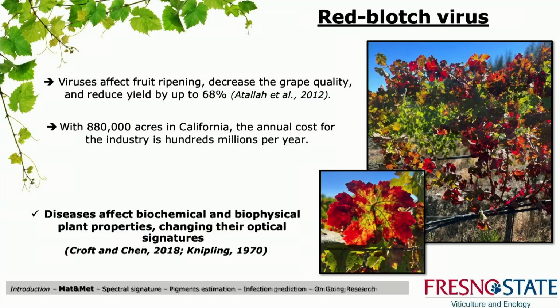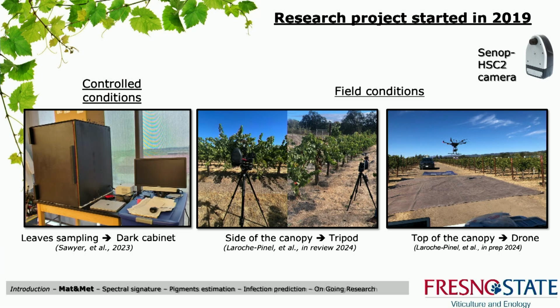We know that disease affects biochemical and biophysical properties of plants. For example, with our eyes, when we see a red leaf in the vineyard, we know something is wrong. There is a disease, or we know something is wrong. That's already remote sensing that we are doing with our eyes. But using remote sensing, we can go way more than that.